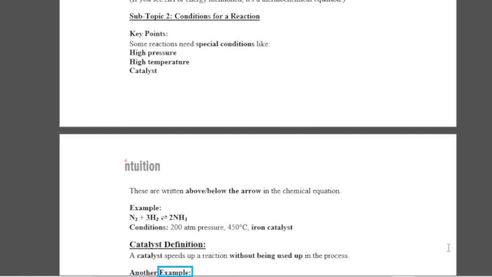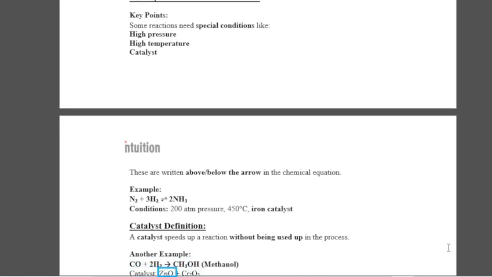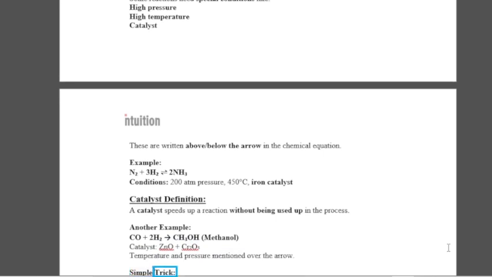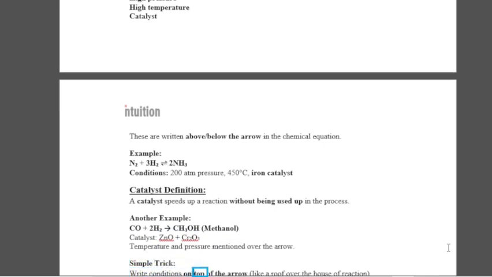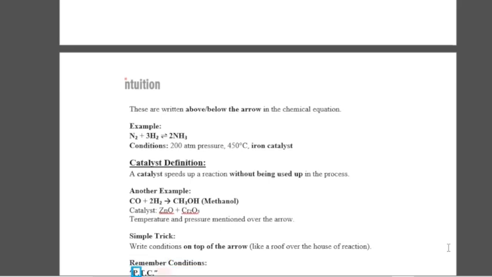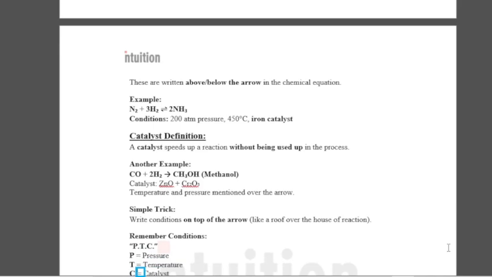Another example: CO plus 2H2 gives CH3OH, methanol. Catalyst: ZnO plus Cr2O3. Temperature and pressure are mentioned over the arrow. Simple trick: write conditions on top of the arrow, like a roof over the house of reaction. Remember conditions: P, T, C. P is equal to pressure, T is equal to temperature, C is equal to catalyst.